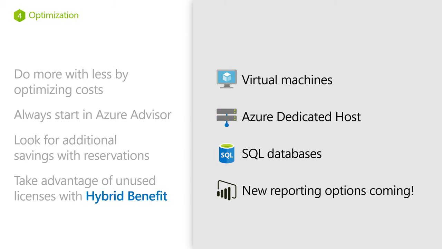Now, if you're moving from on-prem to the cloud, you may have some licenses that you're no longer using. So if you do have any Windows or SQL Server licenses that you're not using because you've moved those workloads to the cloud, make sure that you look at using them using Azure Hybrid Benefit on your VMs, your Azure Dedicated Hosts, and SQL databases.